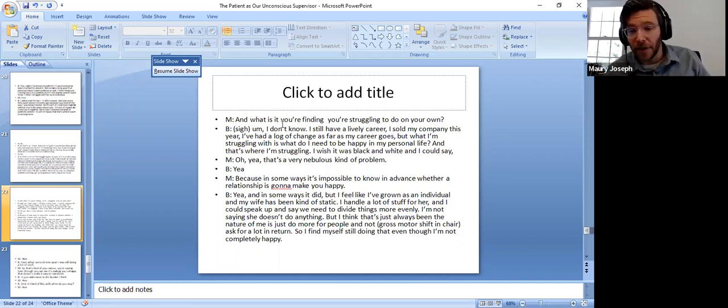Now, again, does that mean it was a totally inert, ineffective, or bad intervention? No, we have to listen for other things, but it is sometimes telling when you don't get a good, crisp, robust sigh or some other striated muscle signal in response to your intervention. You might either not have adequately addressed the resistance or you're not seeing what's really there, which I think is what happens here. So anyway, he goes on without sighing. He says, "Yeah, and in some ways it did, but I feel like I've grown as an individual and my wife has kind of been static. I handle a lot of stuff for her, and I could speak up and say that we need to divide things more evenly. I'm not saying she doesn't do anything, but I think that's just always been the nature of me, to just do more for people and not" big gross motor shift in the chair again, big striated muscle signal, "not ask for anything in return."